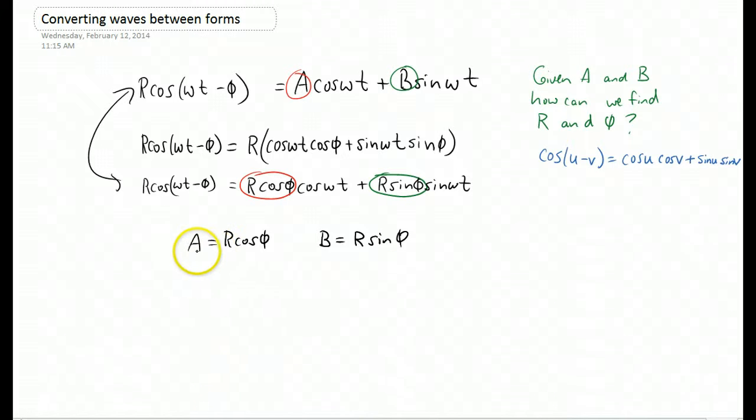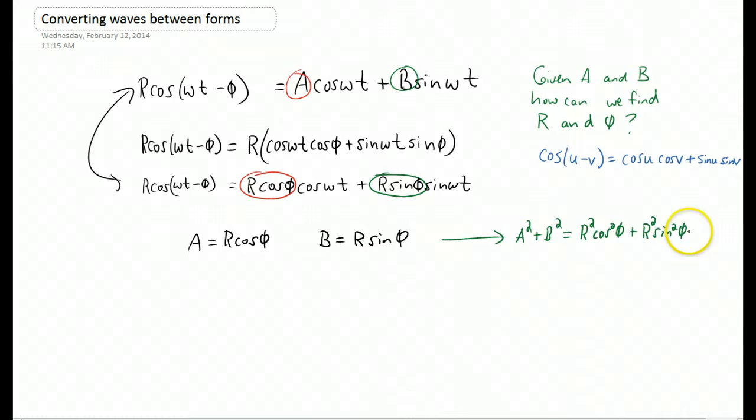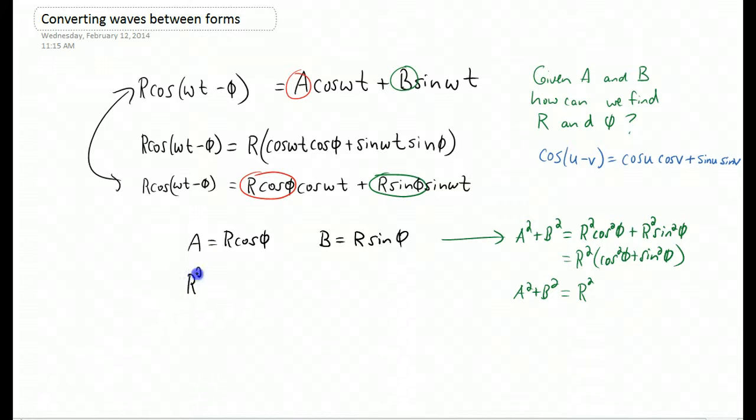And this is great. This gives us a relationship between a and b and r and phi. But we're given a and b. So what we really want is an equation for r in terms of a and b, and an equation for phi in terms of a and b. Well, as it turns out, this isn't too hard to do. All you have to do is notice that a squared plus b squared turns into this right here. If we factor out an r squared, we get a really common trig identity. Cosine squared plus sine squared just equals 1. So we got an equation, a squared plus b squared equals r squared. I'll write it over here as r squared equals a squared plus b squared.